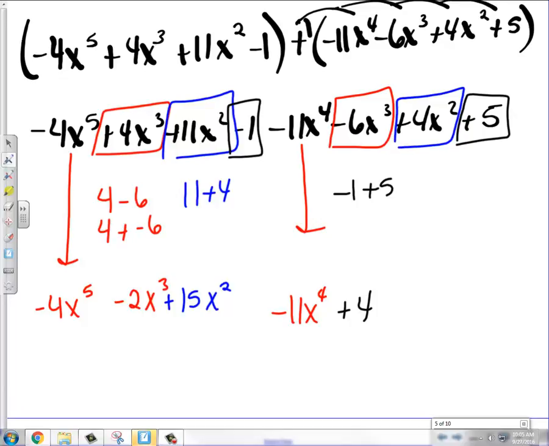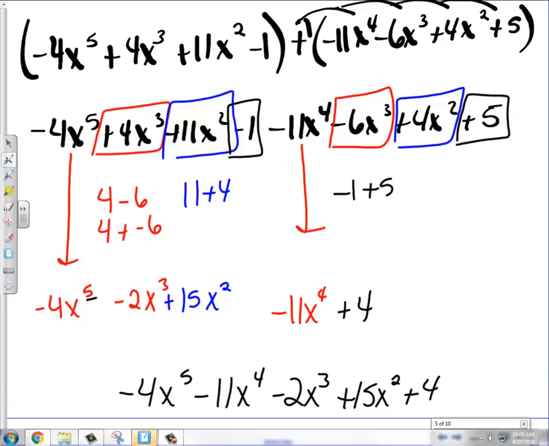None of those match, so we're going to put them in order now. And so in order would be from largest power down to smallest. So I have negative 4x to the fifth, minus 11x to the fourth, minus 2x to the third, plus 15x squared, plus 4. Yes. Final answer.